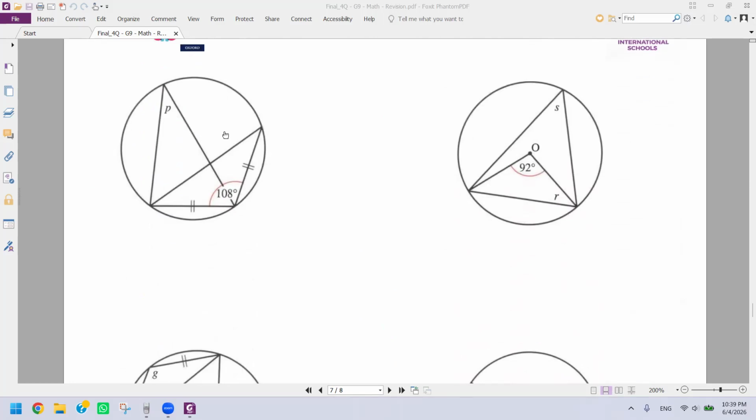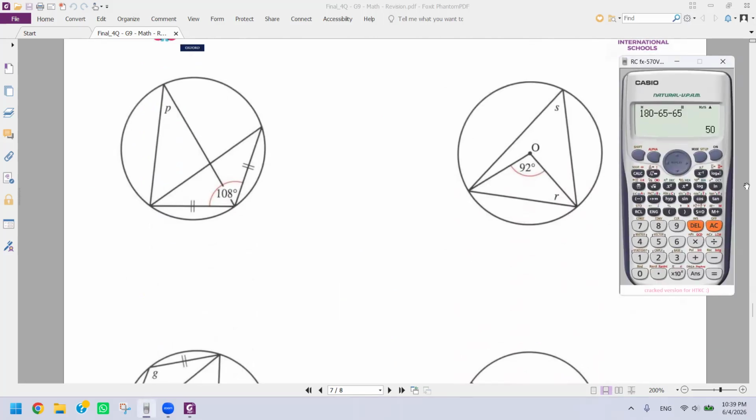Next, we have an isosceles triangle, 108, and I need to find P. First, since I have the isosceles triangle, let me find these two angles. It might be helpful. So you know in isosceles triangles, two angles are equal. So 180 minus 108 is 72. These two angles together are 72. Divide by 2, 36. This is 36, and this is 36.